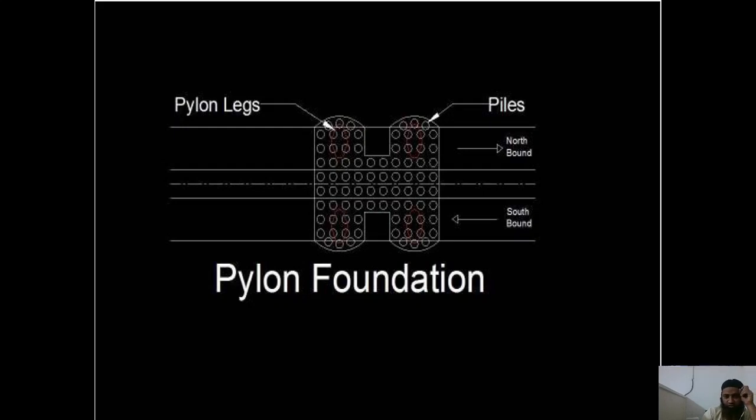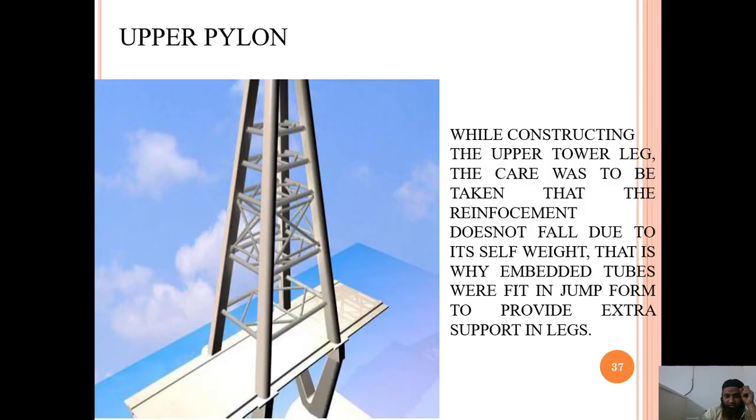The pylon foundation, you can see this is the type of pylon foundation. You can just see this upper pylon. While constructing the upper and lower legs, the care to be taken is that the reinforcement doesn't fall due to its self weight. Because of the weight of this tower, it shouldn't fall down. This care should be taken because the self weight is very high. There are chances while erecting it can fall down.